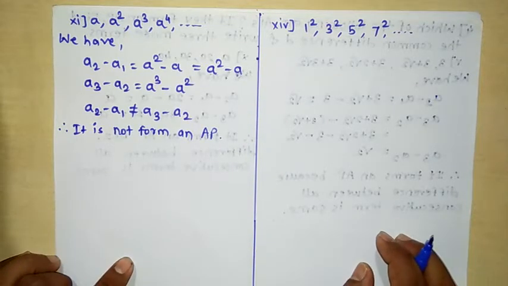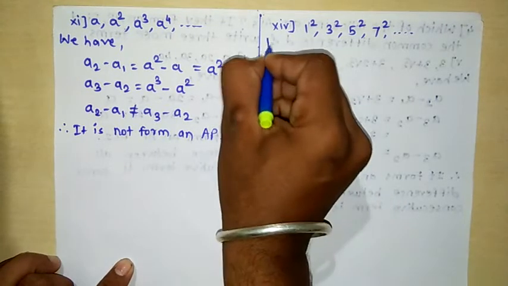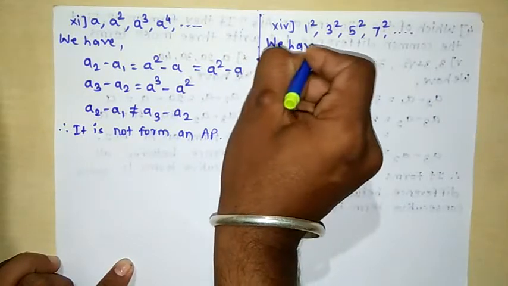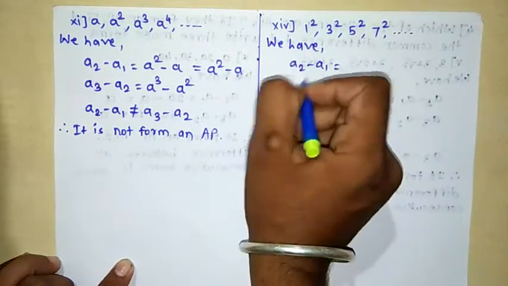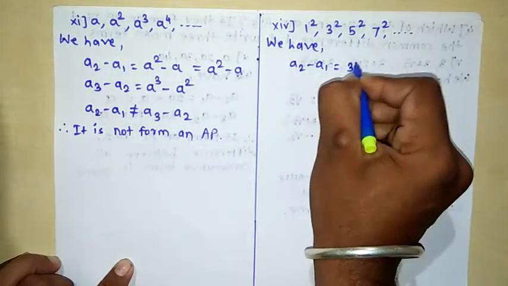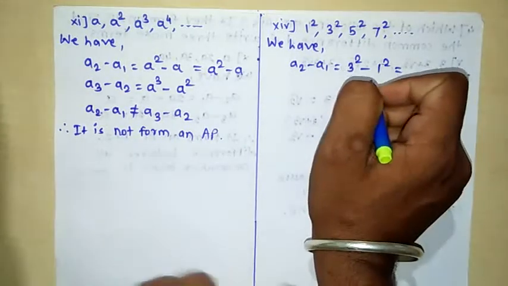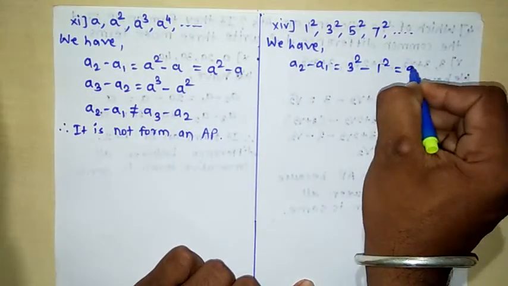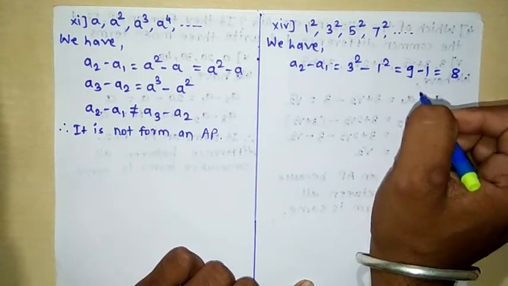Now we will solve sub question 14. In this sub question 14, we have a2 minus a1. What is the value of a2 here? a2 is 3 square, minus a1 is 1 square. Now 3 square is equal to 9 and 1 square is equal to 1. 9 minus 1 is equal to 8.